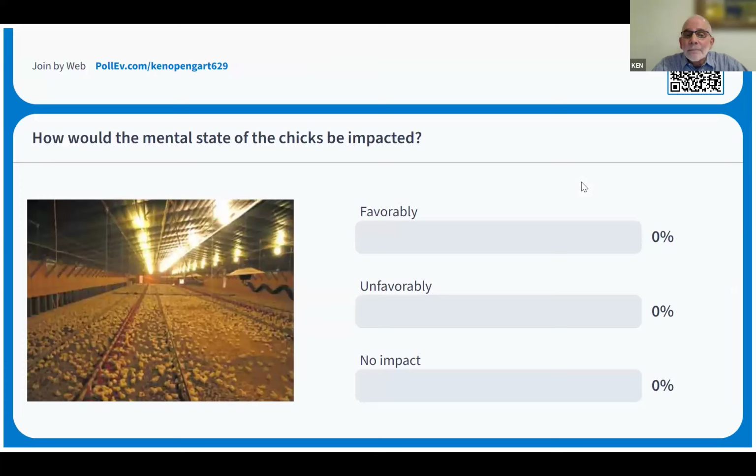And by doing this, we should have changed the mental state of the animal, right? Because all 4 of those physical domains, mental, yes, favorably, we've changed that mental state.